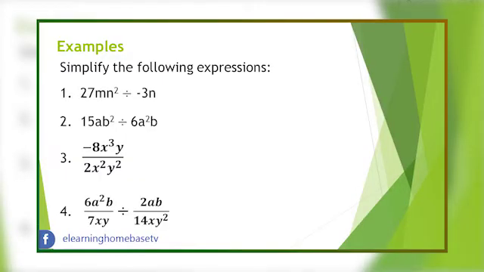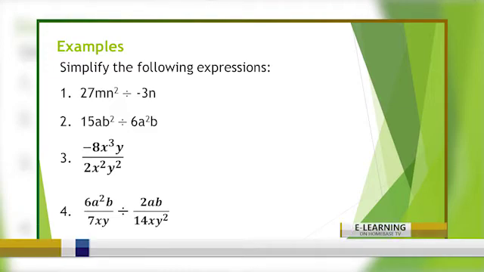Let's move on to question number 3. We have negative 8x exponent 3 y, all divided by 2x squared y squared.